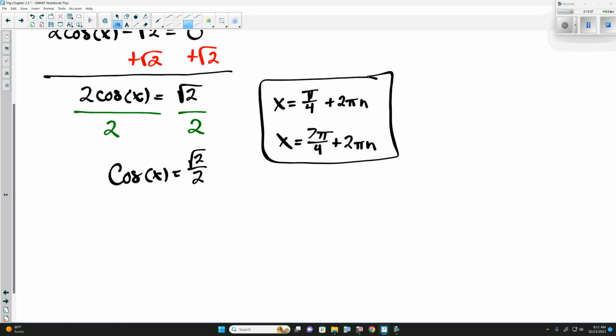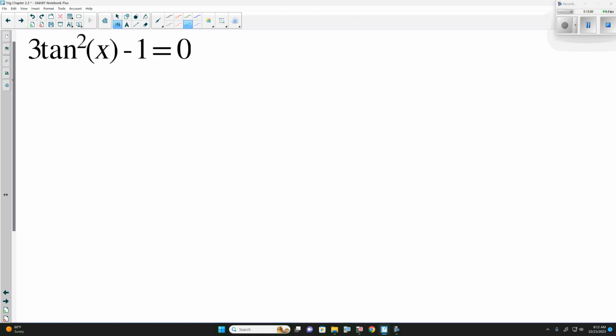So one of the things you're definitely going to be needing, definitely is going to be handy, is the unit circle. It's really going to help you with these here. Any questions on any of these here? Three tangent squared of x minus 1.